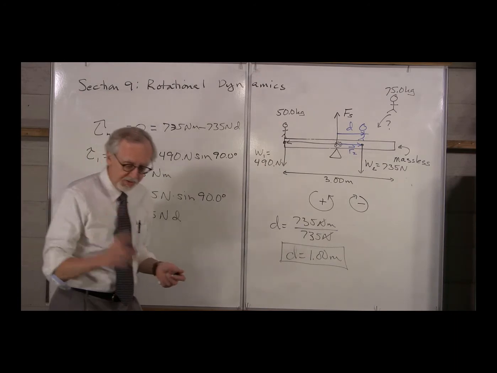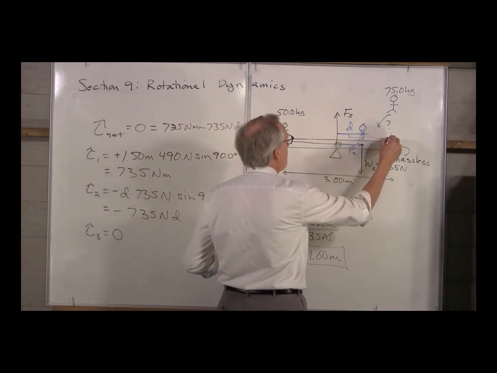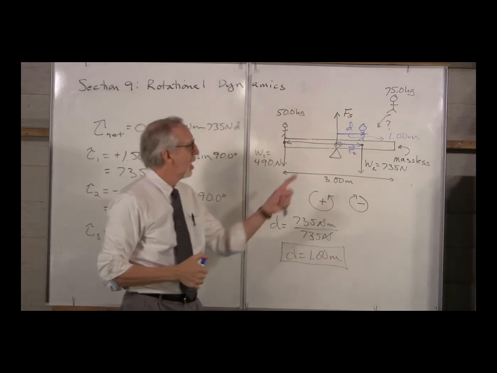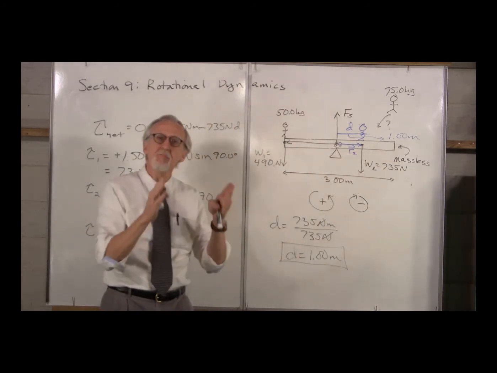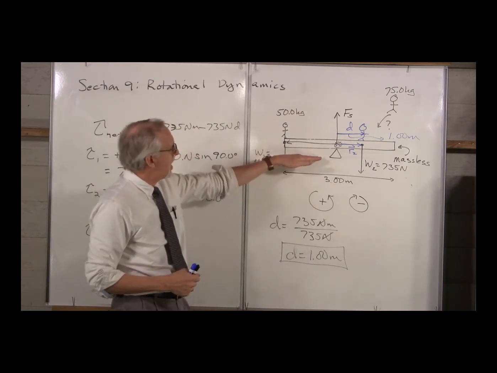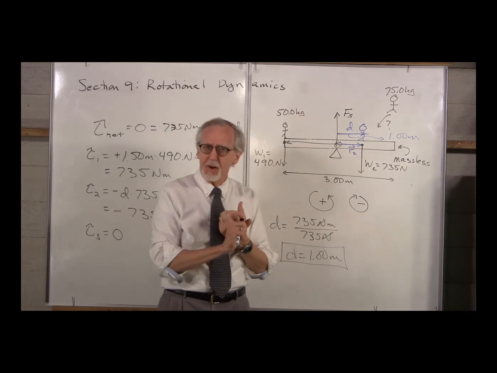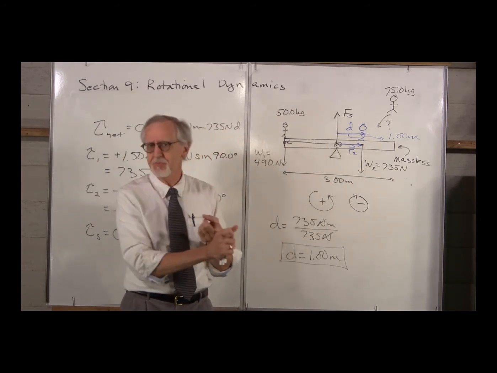Very good. What is this telling us? This child must sit at a distance of 1 meter from the center. In other words, 0.5 meters from the end of the seesaw to balance the first child. Very good. Excellent. Let's just recap. How did we solve this problem? We drew a free body diagram with all of the forces acting on our object, the object being the seesaw in this case.